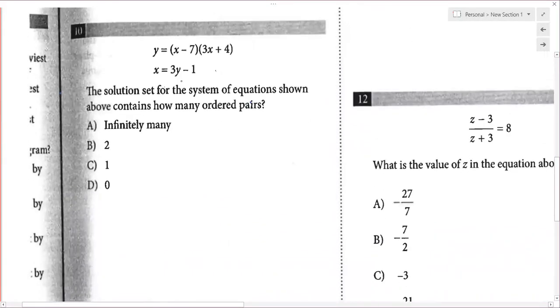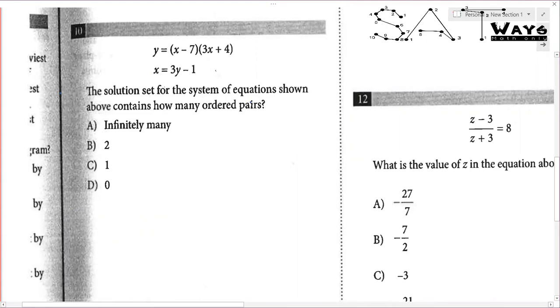All right, number 10. Here he's asking you about y equals (x minus 7) multiplied by (3x plus 4) and x equals 3y minus 1. The solution set for the system of equations shown above contains how many ordered pairs? All right. We have two ways to solve this example. Keep in consideration that it's a no calculator section.